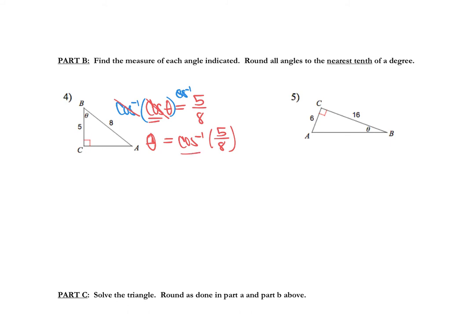And you should have an inverse cosine button on your calculator. You might need to use the second button. It might be second cosine in order for you to get there. But this is my calculator ready answer. And when I put that into my calculator and we round to the 10th for our angles, we get 51.3 degrees.